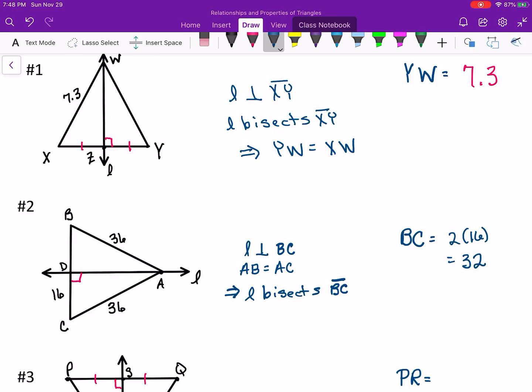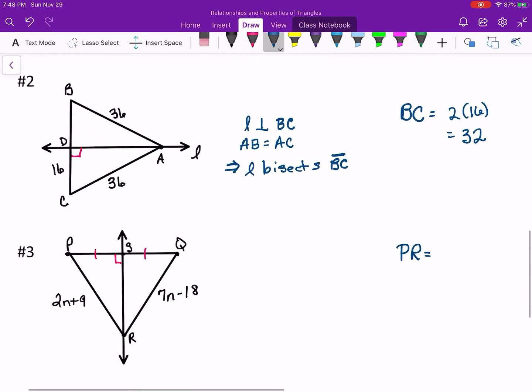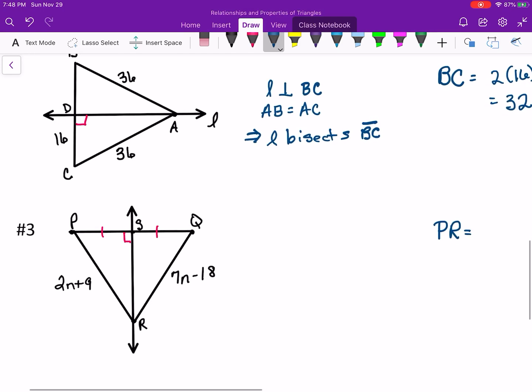All right, one last one. We've used the theorem, we've used its converse. Let's see what this next one brings. All right, another triangle sitting on point R. And if you look at the picture, SR is perpendicular to PQ. It also bisects it, so what we're looking at is that line SR is the perpendicular bisector of PQ.